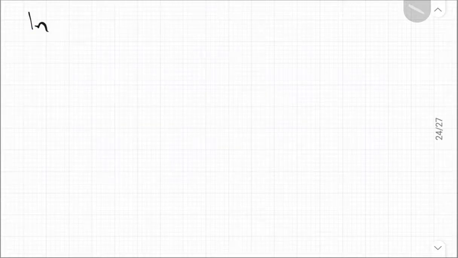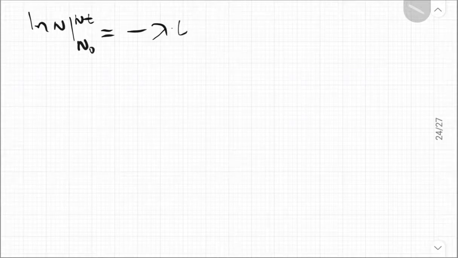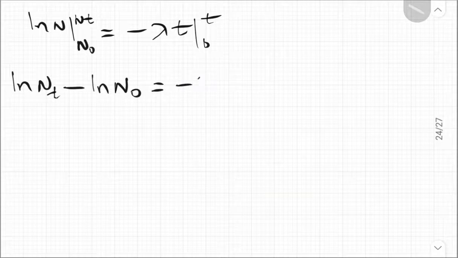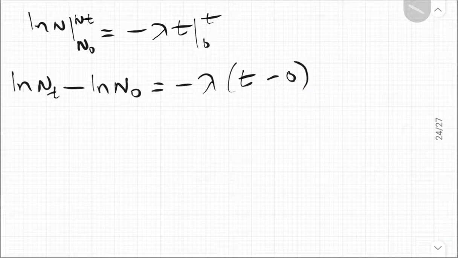So we have natural logarithm of n from n0 to nt equal to minus lambda t from 0 to t. So if we evaluate this, it is going to be the natural logarithm of nt minus the natural logarithm of n naught equal to negative lambda, then t minus 0, right? Of course, if you don't like calculus, just keep to see the final equation.